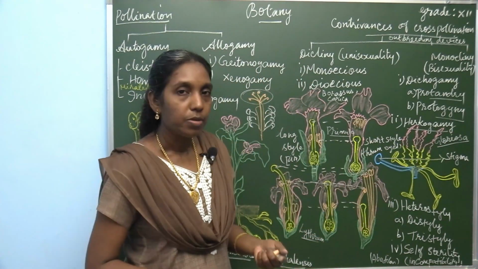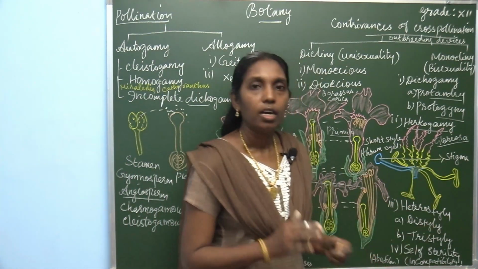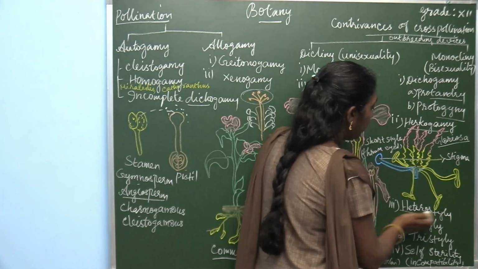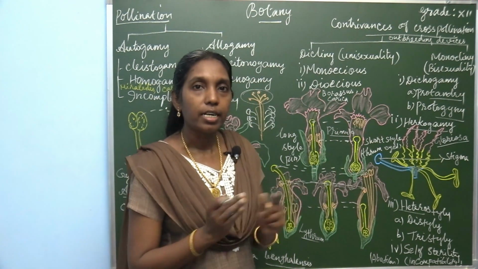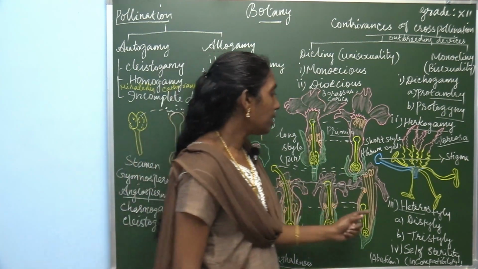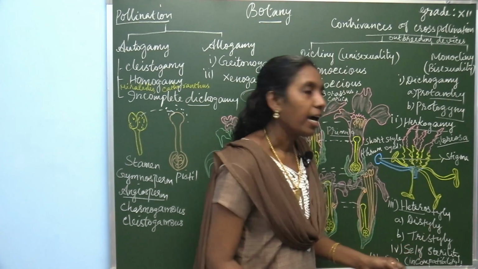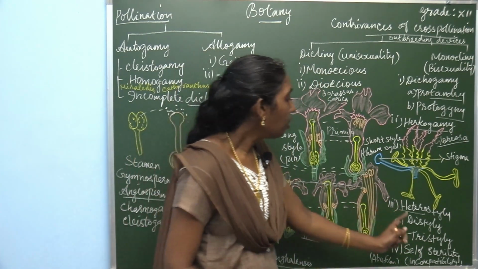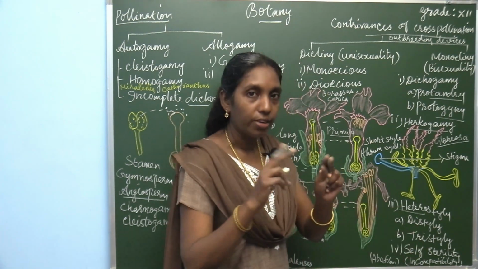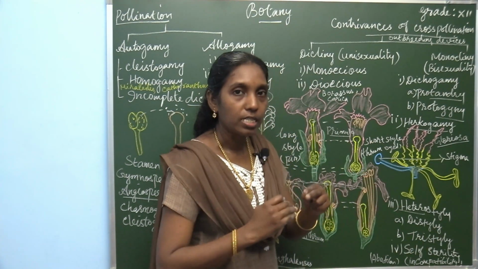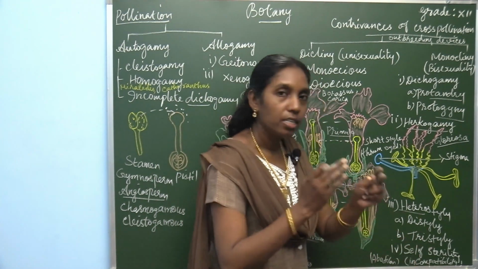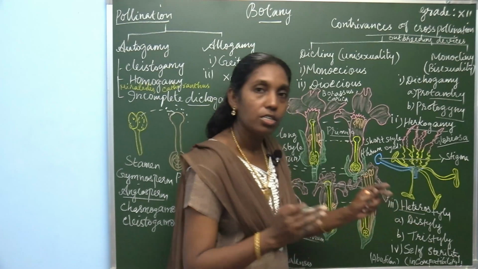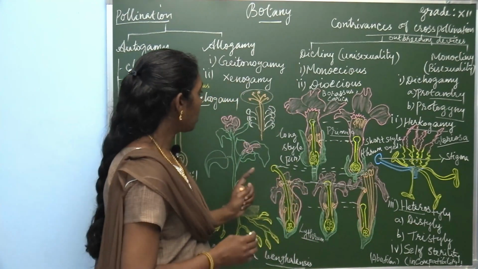Then another type is called heterostyly. Hetero means different types of style, heterostyly. Based on this, there are two different types: distyly and tristyly. Di is 2, tri is 3. In distyly there are two different styles; the length of the style is different. In tristyly, there are three different lengths of style. Look at this diagram, distyly.